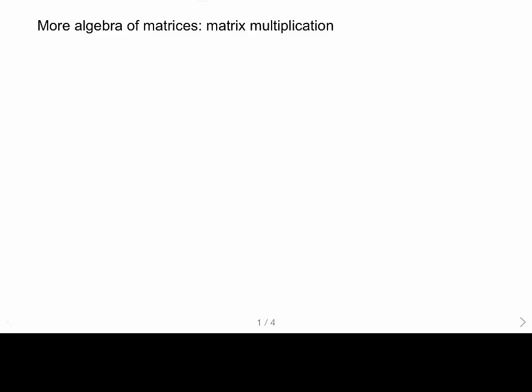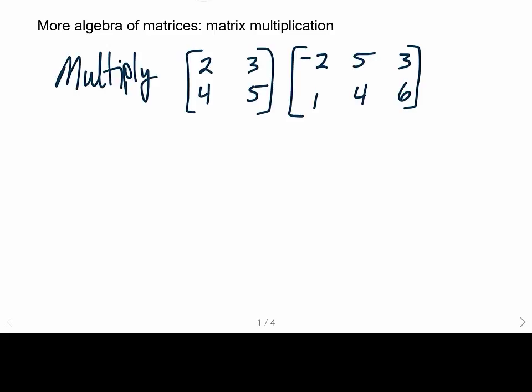In this session, we're going to see more involving algebra of matrices, and in particular, matrix multiplication. Let's dive right in. Multiply the two matrices, [2, 3; 4, 5] and [-2, 5, 3; 1, 4, 6].